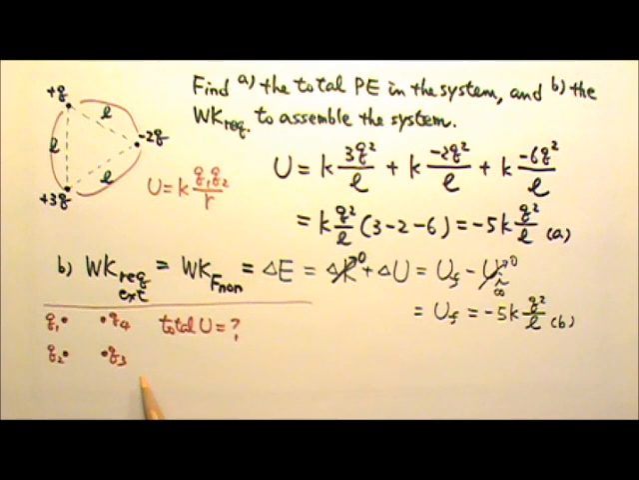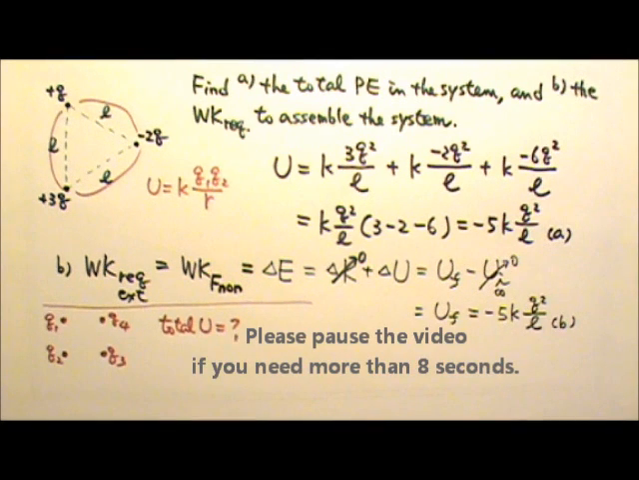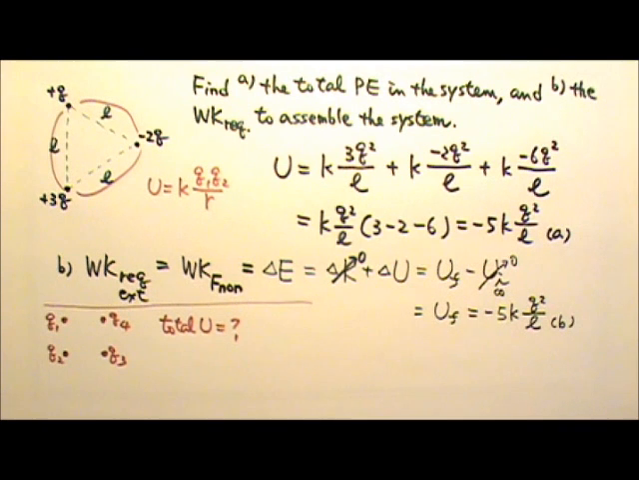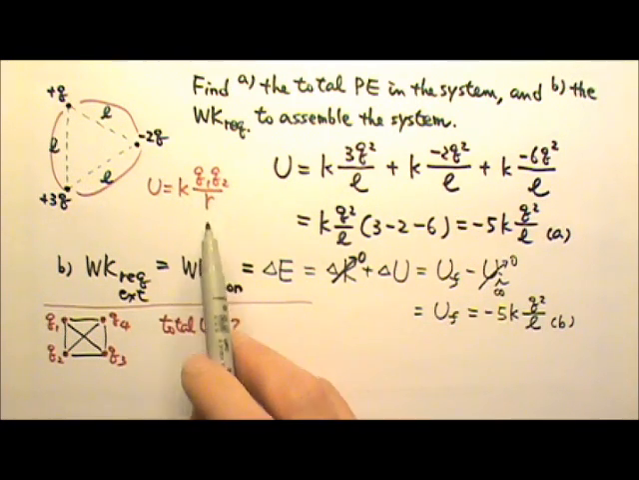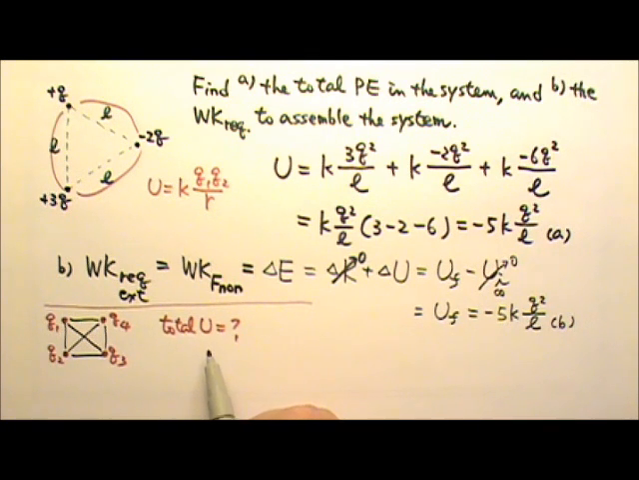Just in case you encounter a system of four point charges, how many sets of k Q1 Q2 over r do we have to add to get the total potential energy in the system? That will be 6 sets. Potential energy between these two point charges, these two, and those two. So to find the total potential energy, we would have 6 sets of k Q1 Q2 over r and add those 6 scalars together to get the total.